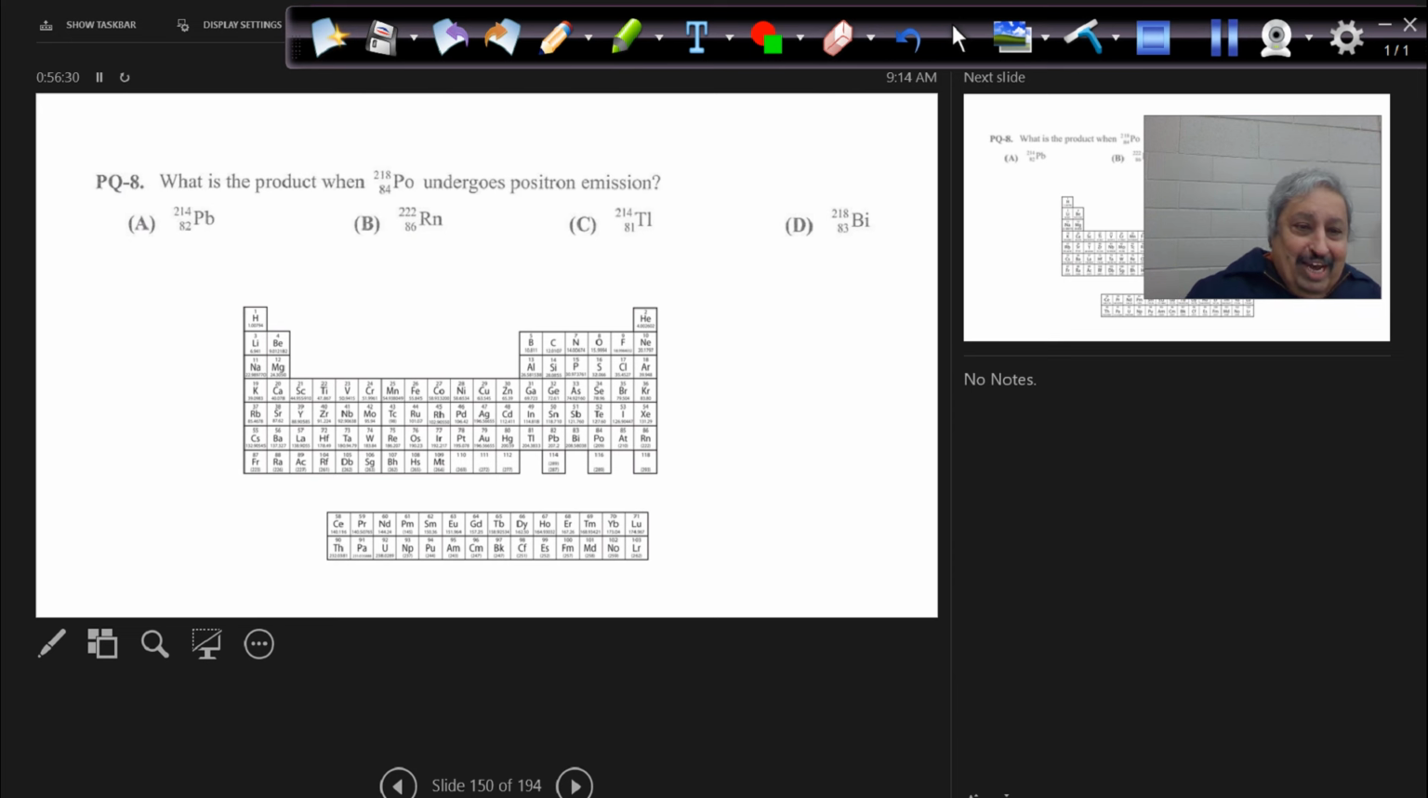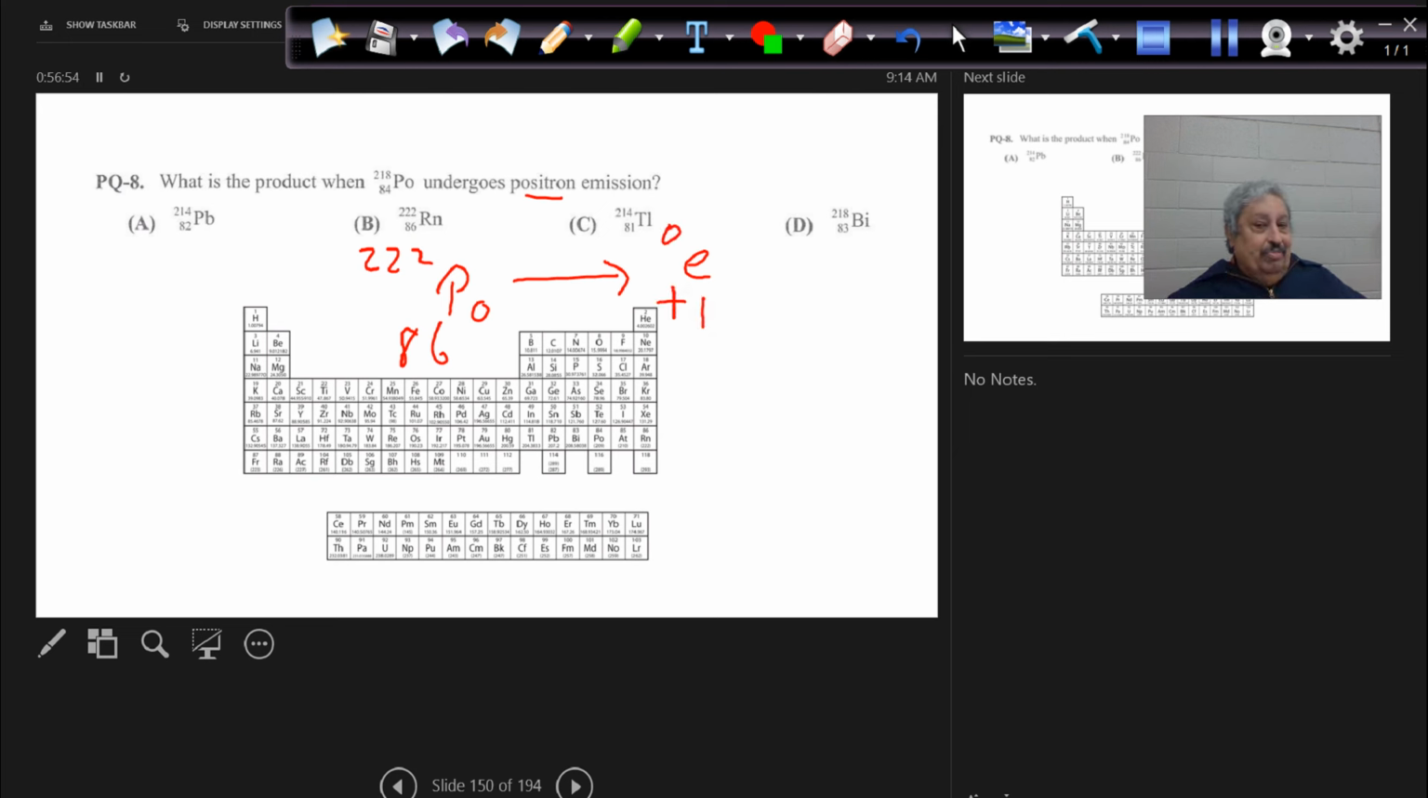So we have plutonium 222, that's the atomic mass or mass number. Then 86 atomic number, okay, 86. Positron emission or decay, positron we said E, correct? No mass, but positive, that's opposite of beta, positive plus 1, plus X.